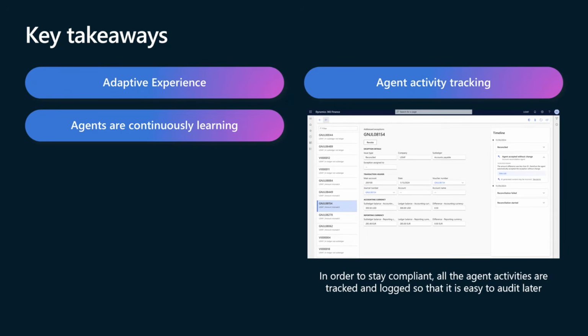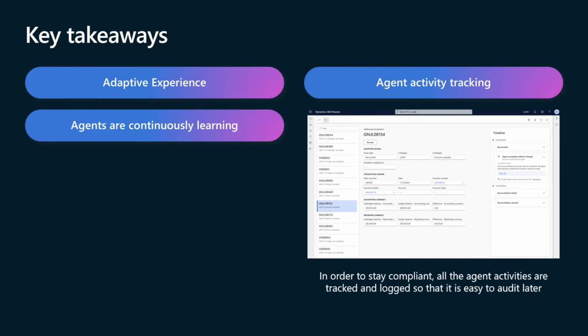The third one, and the most important one, is the agent activity tracking, which ensures that every action is logged, supporting transparency and audit readiness, which is very critical for finance processes. As shown here in this picture, the interface provides detailed visibility into the agent's actions, helping teams stay compliant and in control. And this feature makes reconciliation smarter and faster.